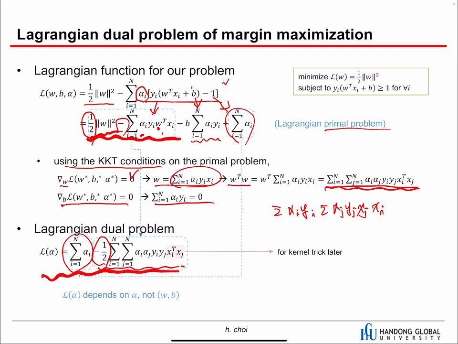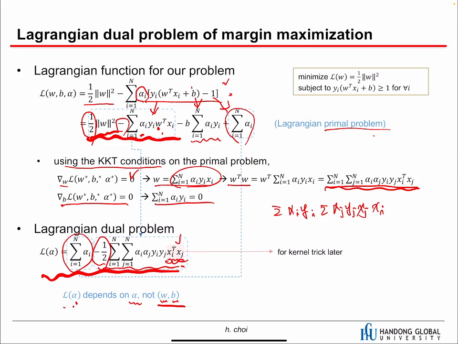Okay, so look at this one. This function depends on alpha, not w, not b. Originally, w and b are the parameters in the primal problem. But in the Lagrangian dual problem, now we have alpha. It was a Lagrangian multiplier here, but now it is our parameter, not the w and b. Okay, and then as you can see here, we're going to use a kernel trick for this one later. Okay, so just keep this in mind.